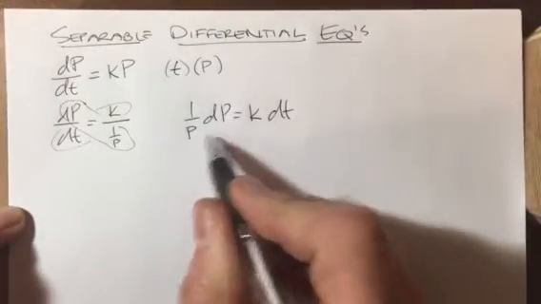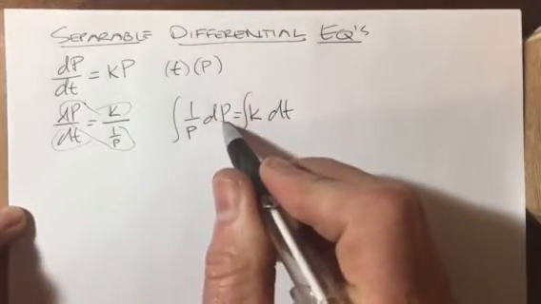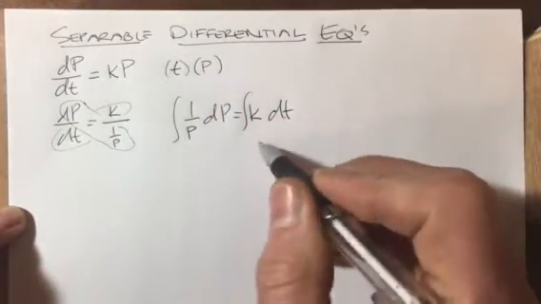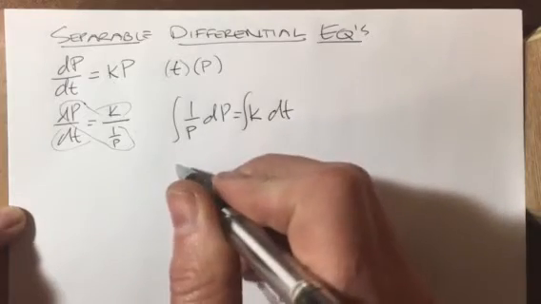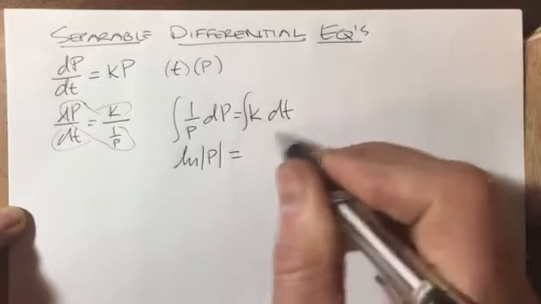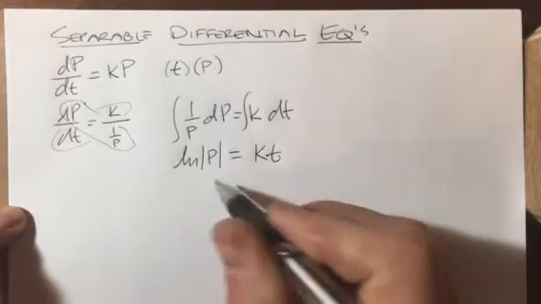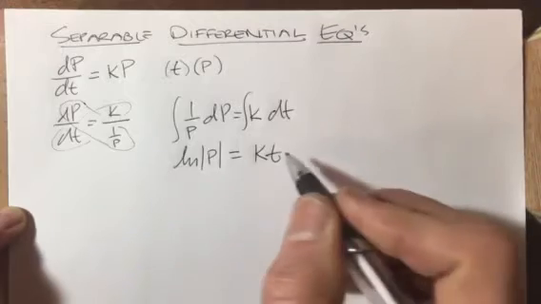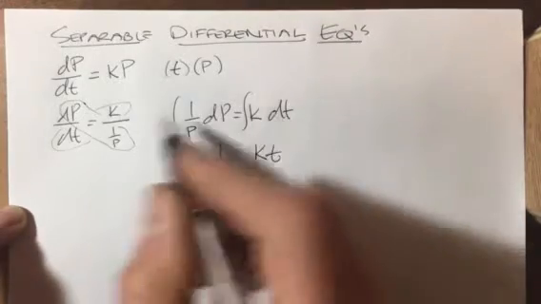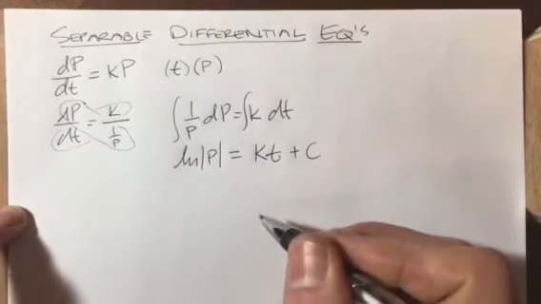And once we separate them out, then we can integrate both sides. We can integrate this side with respect to p, integrate this side with respect to t. Well, this just becomes the ln of p, and this side becomes just kt, like that. There's going to be a constant added to both sides, but just for simplicity's sake, whatever constant we might add to this side, we'll just bring it over here, and we'll have one grand constant over there.